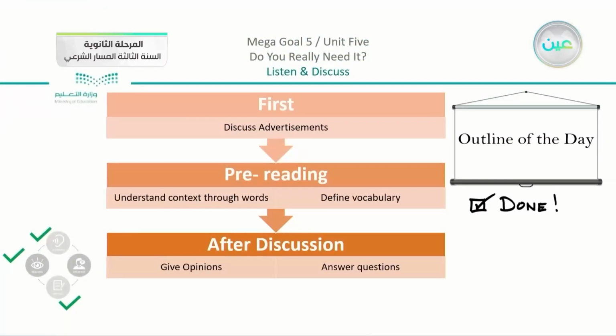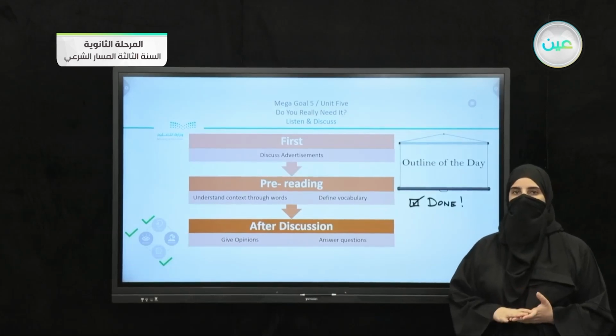Now, at the end of our lesson, the outline is, first of all, we discussed the topic about advertisements in general. Then we understood the context through words. Now you can see that a few words can help us understand the whole. We didn't read every single word, but we understood what the topic is about. We defined vocabulary, and at the very end, there are opinions about what are the basic items that we have here in the advertisements, and we are going to complete our discussion in the next lesson, inshallah.